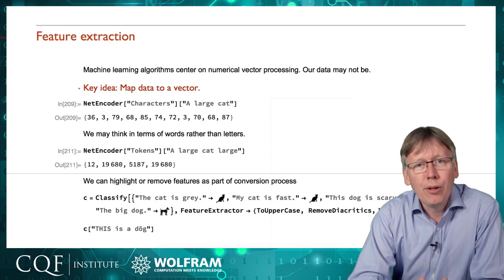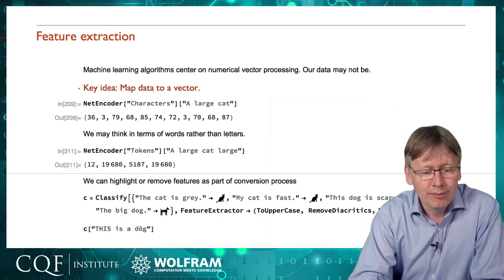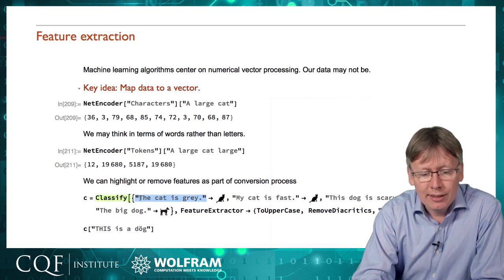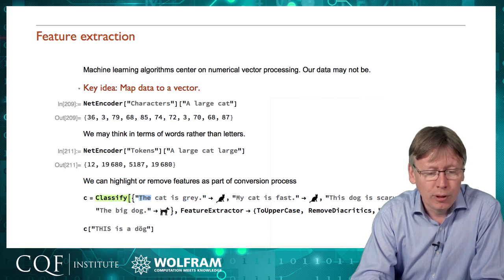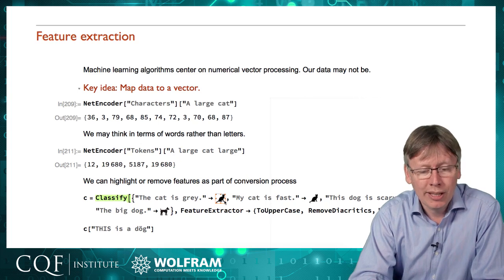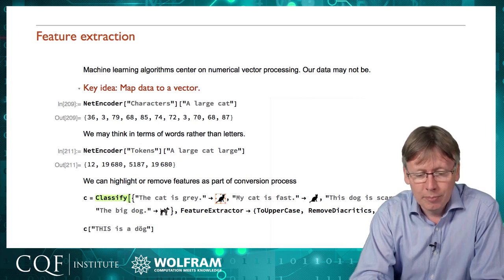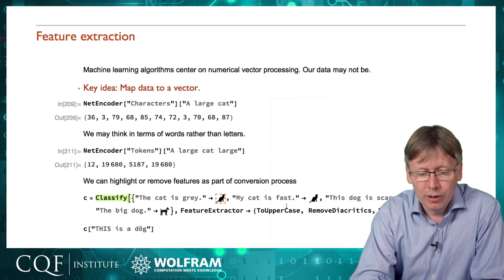Now, one of the things we can do through that process by tweaking it is, as I say, magnify or diminish features. So I've got some data here that is trying to predict whether text is talking about a cat or a dog. The input is some text, "the cat is grey", the output is, in fact, this time a picture of a cat, and so on. So we've got some different bits of input.